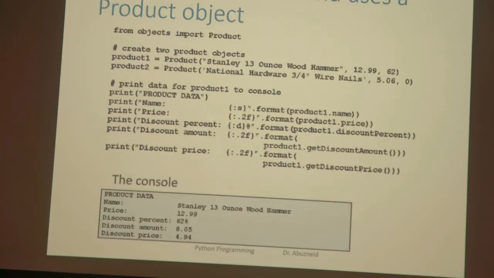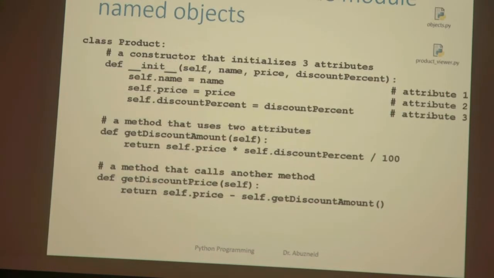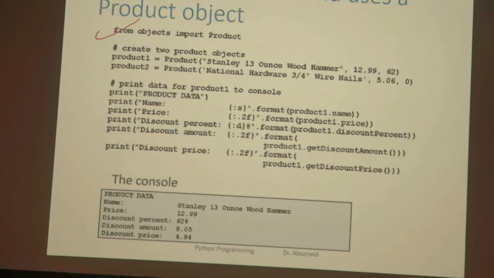So now we have a script that creates and uses a product object. We're going to learn how to create an object. What is the first thing I have to do? I have from objects import product. What is product? It's the class that I just created, right? So I have to import it first, all right?